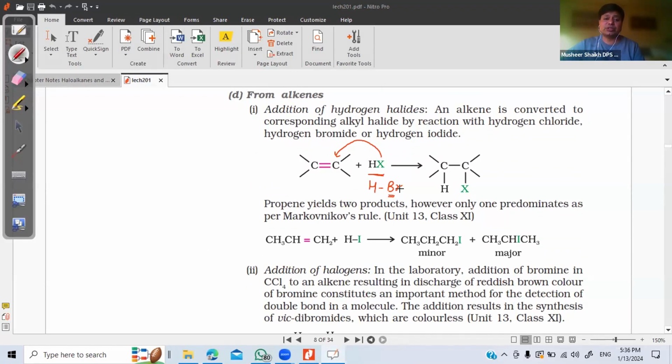Remember this, many students make a mistake. They write HCl and get confused that Cl will go to the carbon atom which has fewer hydrogens. No, HCl is not a participant here. Always remember, for the Markovnikov rule it is always and only Br, not even iodine. Okay, so remember that.